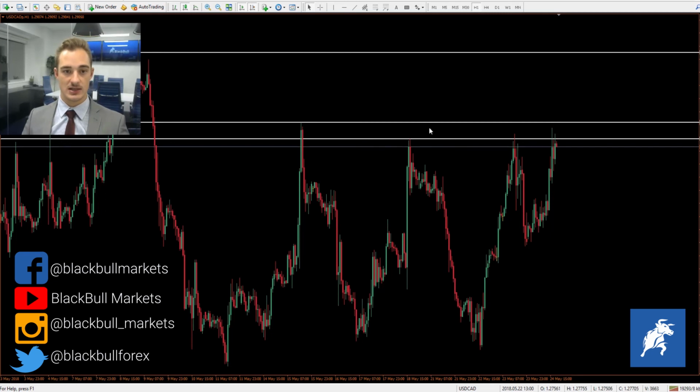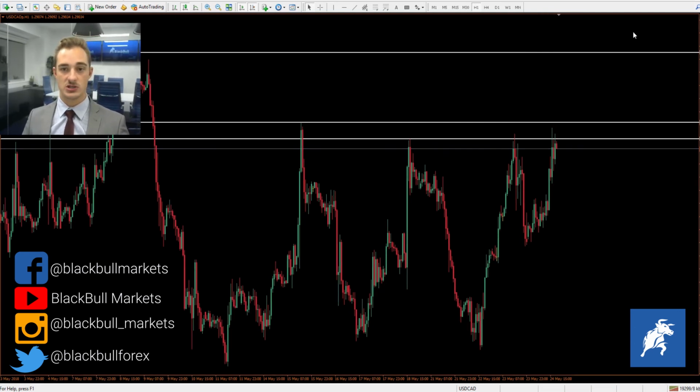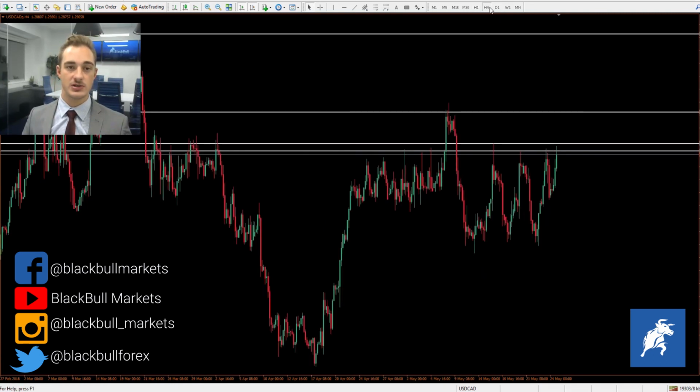As you can see, it just keeps testing that level, and every time it does bounce, it gives us nice legs to the downside. So if it does break, we can look for potential trades to this 1.29003 level, 1.29803, sorry. So that is a potential move we're looking to. If it does break past there, we can look for potential moves to this previous high over here of 1.231194.